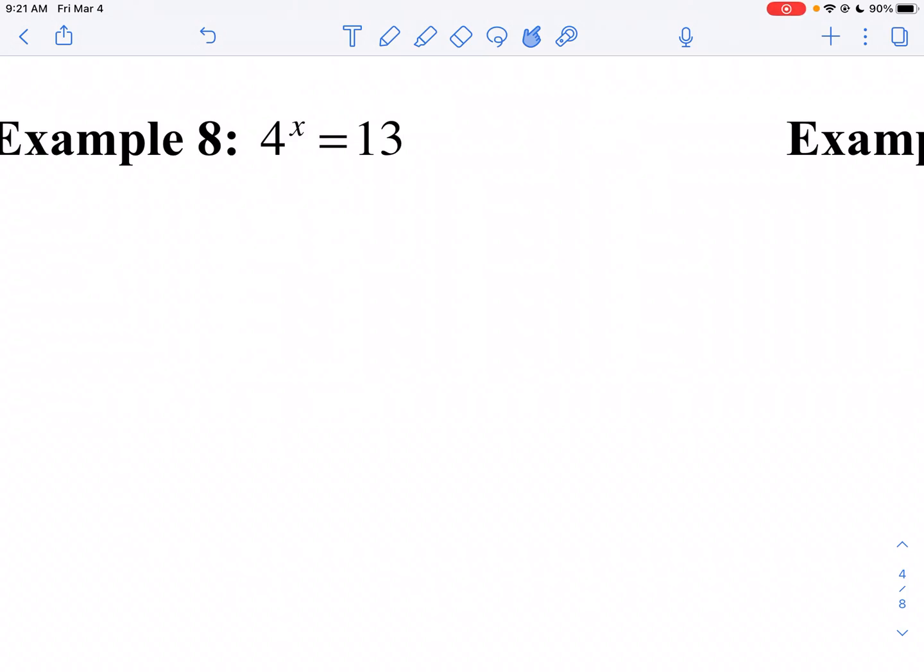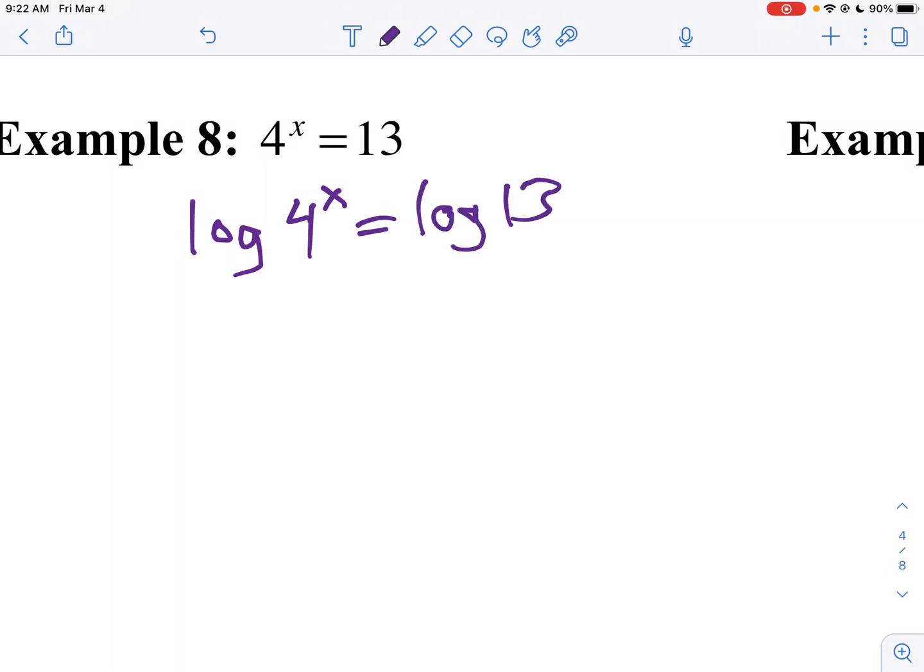In the next few examples, we're going to use taking the log of both sides. Because if I start here, I've got 4 to the x. I don't know how to write 13 as a power of 4. So anytime I'm trying to solve for the exponent, I'm going to take the log of both sides. So I'm going to say the log of 4 to the x equals the log of 13. Just take the log of both sides.